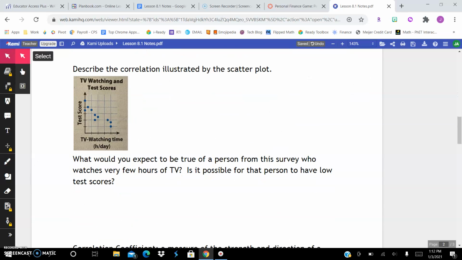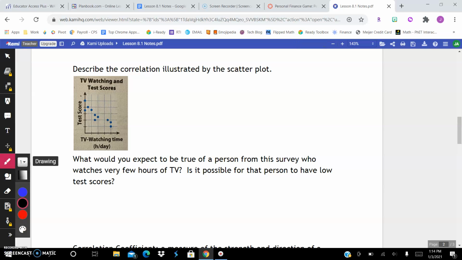All right, for the next one, it says describe this correlation, looking at the scatter plot. So if you read this graph from left to right, it appears that these dots are going downward. So this is a negative correlation.